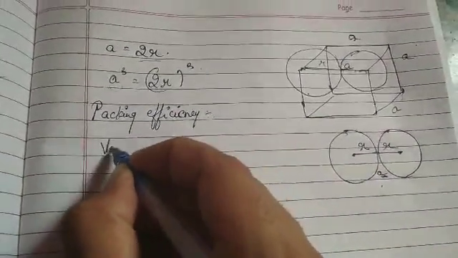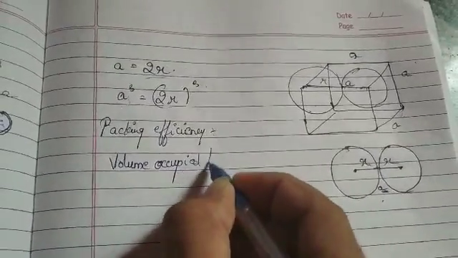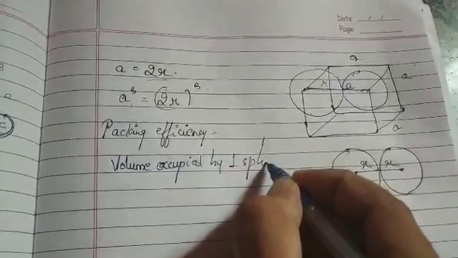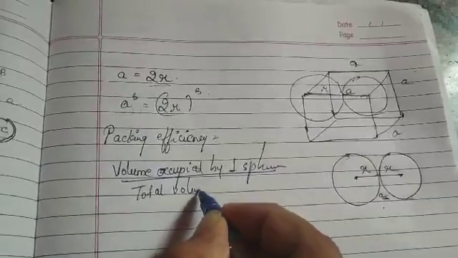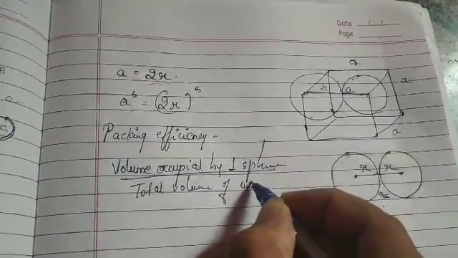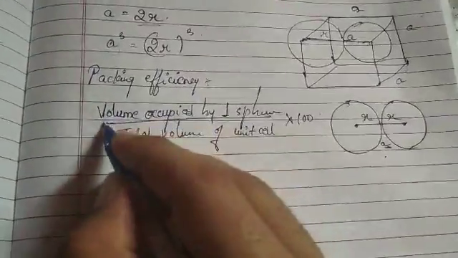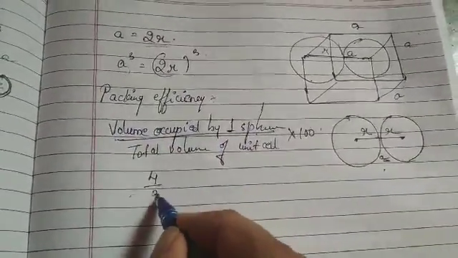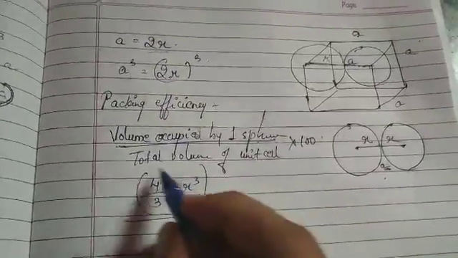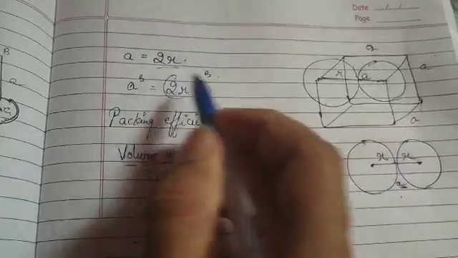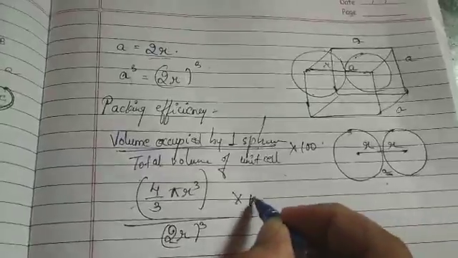So packing efficiency will be equal to the volume occupied by one sphere divided by the total volume of the unit cell, into 100. Volume occupied by one sphere, of course, is this sphere's volume, 4 by 3 pi r cube, whole divided by the total volume of the unit cell. We have got A cube, which is equal to 2r the whole cube, into 100.